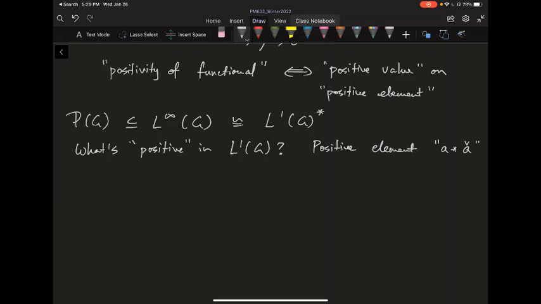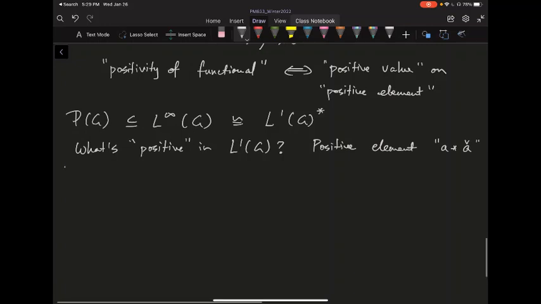And now we're essentially just going to show that positive definite just maps these positive elements to positive values, okay? So that's all I need to show in this video. So here is the big proposition. I want to show that the following are actually equivalent.